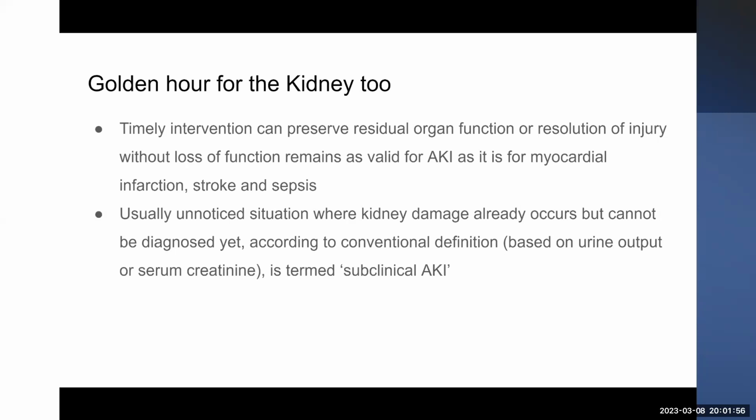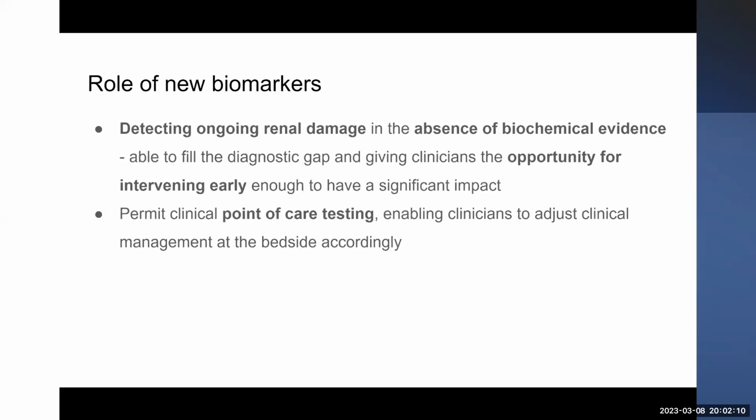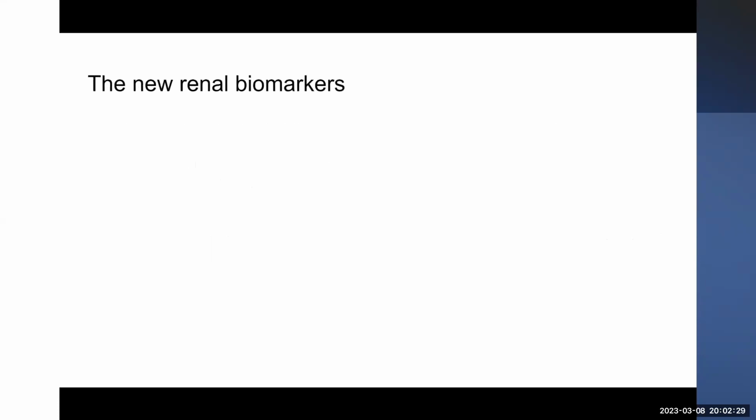And if it goes unnoticed, kidney damage occurs. It cannot be diagnosed immediately by the conventional biomarkers that we have, and we then have a subclinical AKI because we are not able to pick it up. The role of these new biomarkers, therefore, will be in detecting ongoing renal damage in the absence of biochemical evidence to fill this diagnostic gap and give clinicians the opportunity for intervening early. And also, if you have point of care testing, it becomes much, much better.